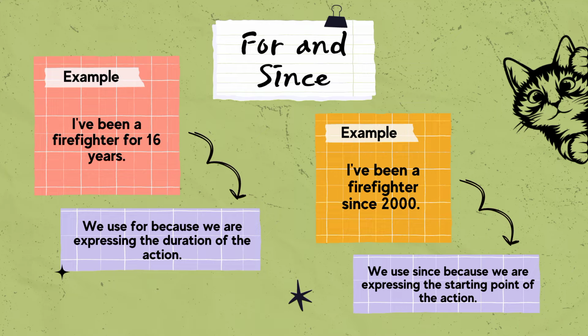With for, we have: I've been a firefighter for 16 years. In this example, we use for because we are expressing the duration of the action. On the opposite side, we have: I've been a firefighter since 2000. We use since in this example because we are expressing the starting point of the action.